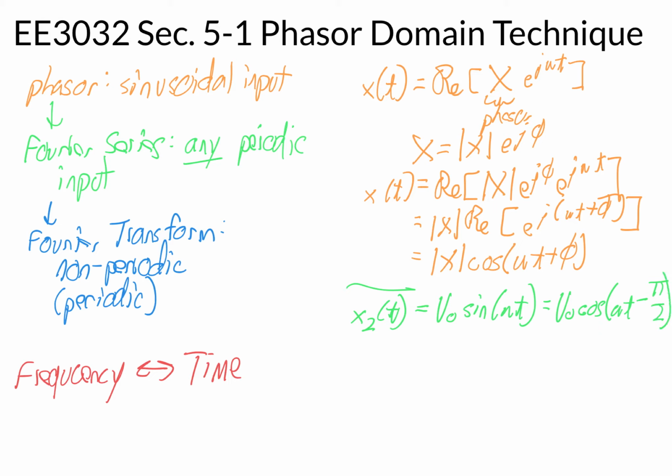And we delay the cosine by pi over 2 to make it the sine. Now again, we have a magnitude and a phase, so we can say that the phasor for this is V0 at an angle of minus pi over 2, or if I write that in complex exponential form, it would be V sub 0 e to the j pi over 2.